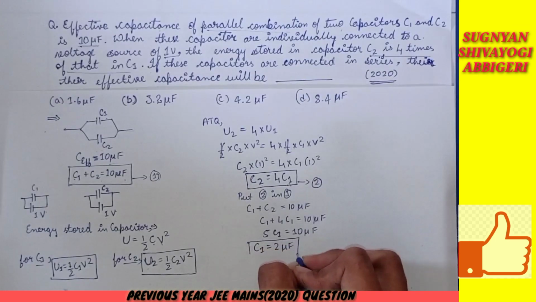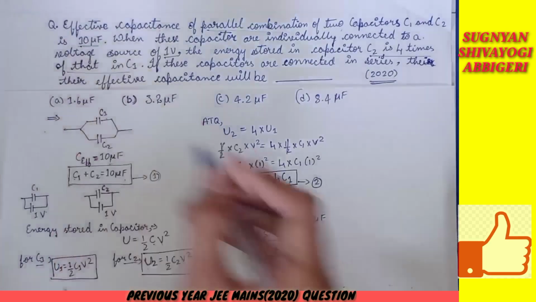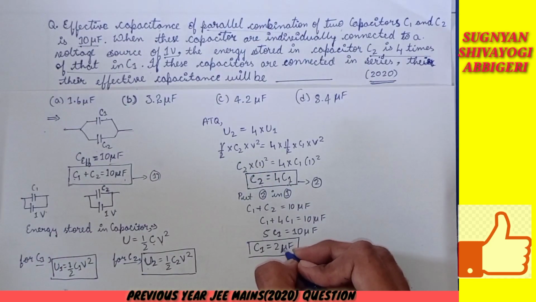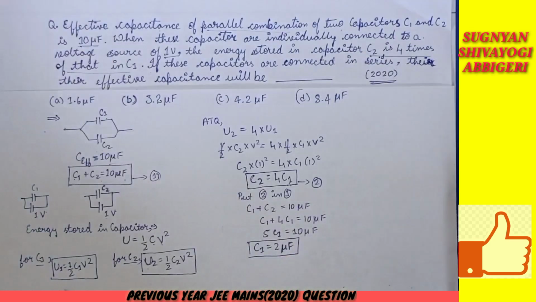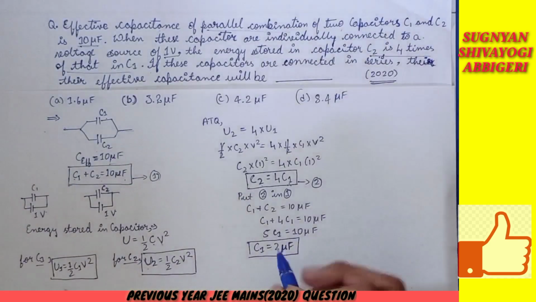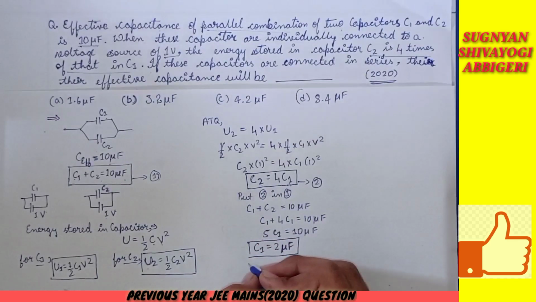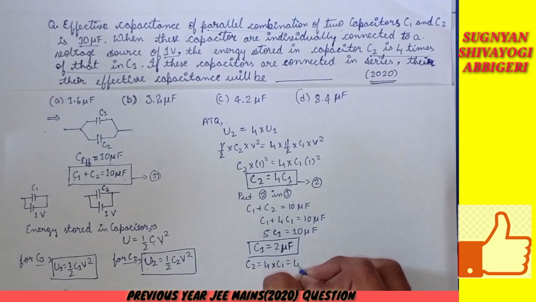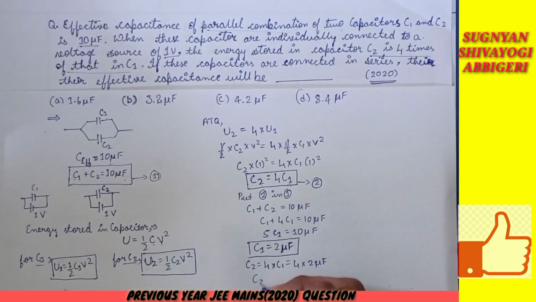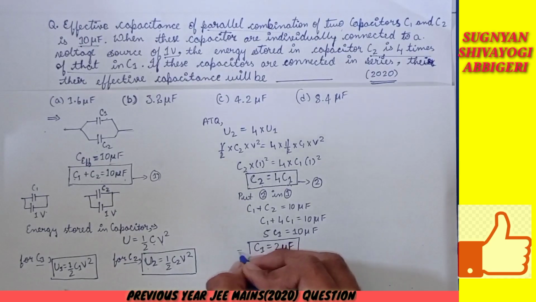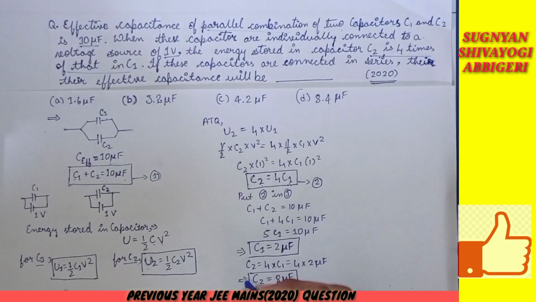Now we have obtained the capacitance of C1, that is 2 mu farad, or 2 into 10 power minus 6 farads. Now let us also find the capacitance of C2. We know that C2 is equal to 4 into C1, which is equal to 4 into 2 mu farads, right? So C2 will be equal to 8 mu farad. So we got the capacitance of C1, and we got the capacitance of C2.